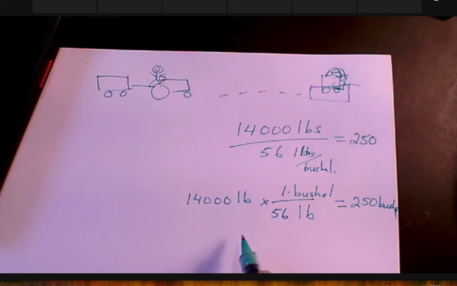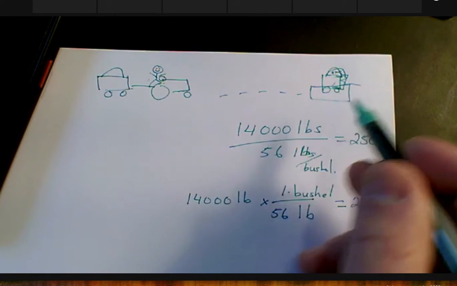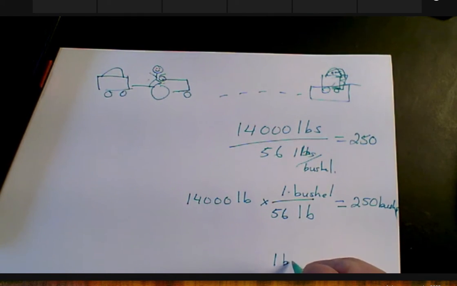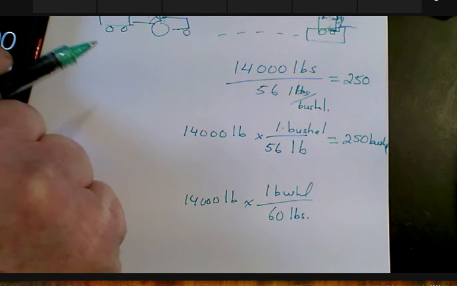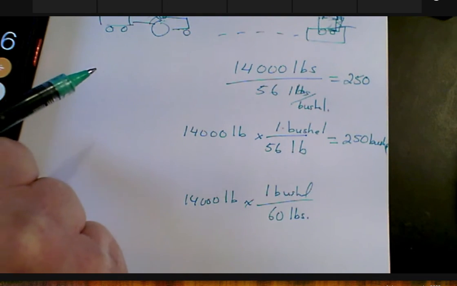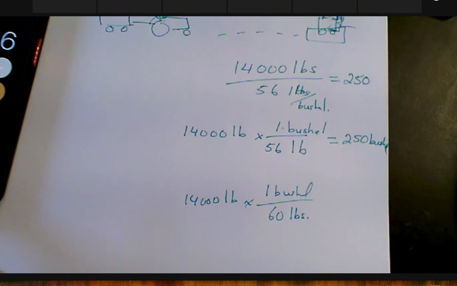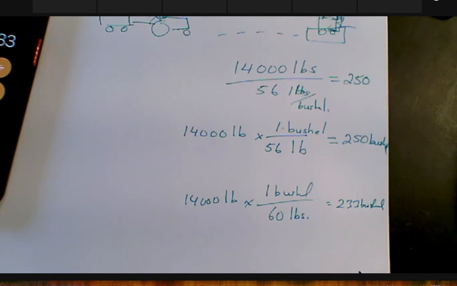We did the same thing with soybeans, except we'd fill the wagon with soybeans, take them to town and weigh it, then unload it and weigh it empty again, and we'd sell them. For soybeans, one bushel is 60 pounds, an agreed upon standard. So we'd have our 14,000 pounds, and multiply by a bushel over 60 pounds. Divided by 60 equals 233, because soybeans have a different density than corn.